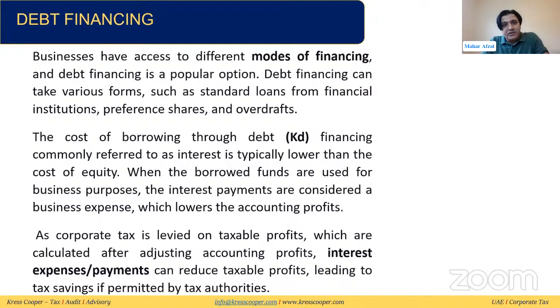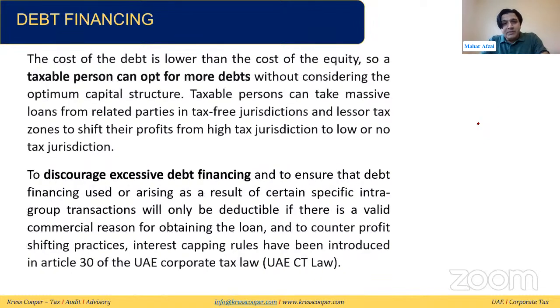Debt will be higher, interest will be higher, taxable profit will be lower, and then tax will be lower as well. So to cater to this, businesses should not have the maximum debt unless and until they have a genuine requirement. They are considering the capital structure.